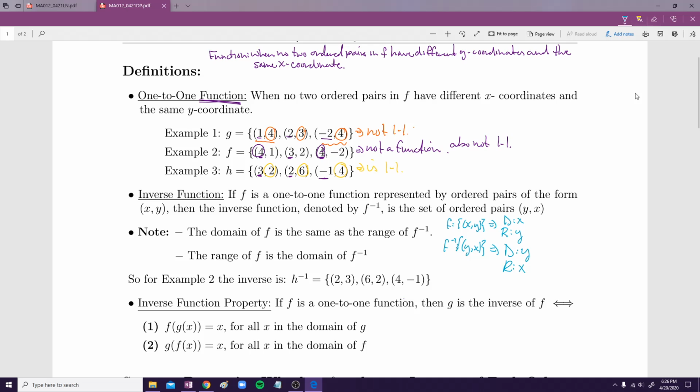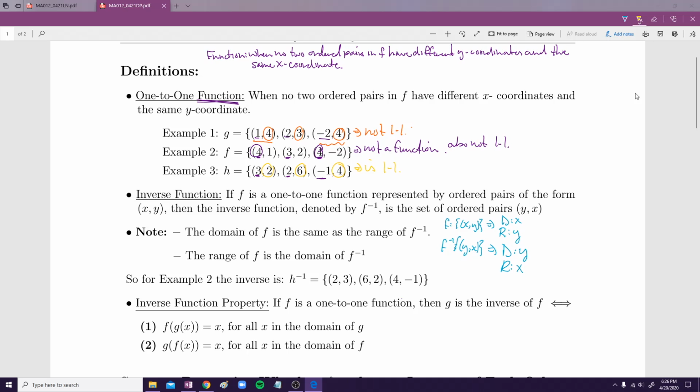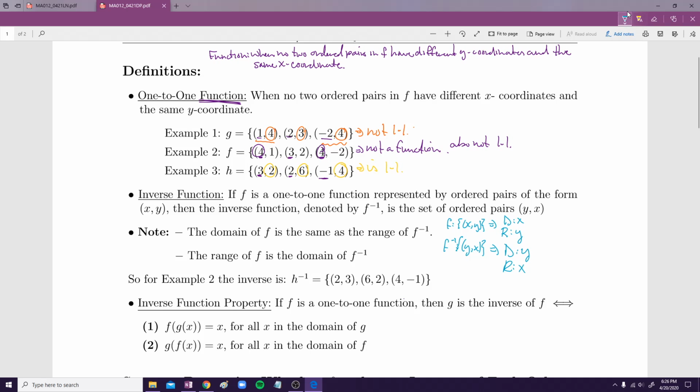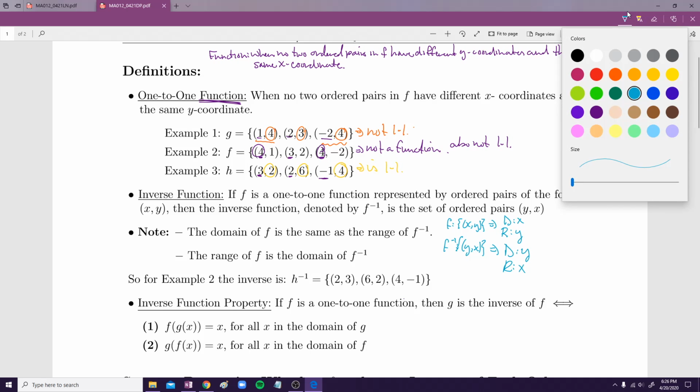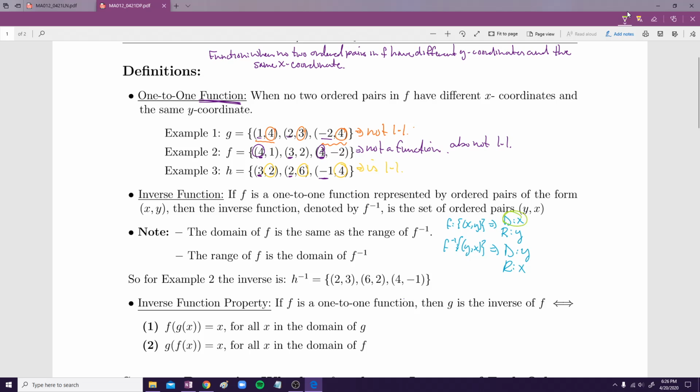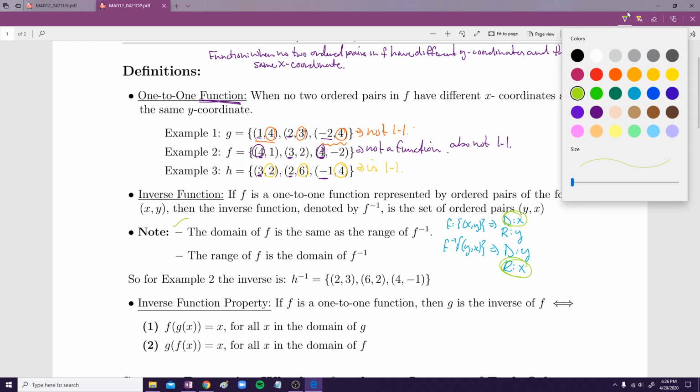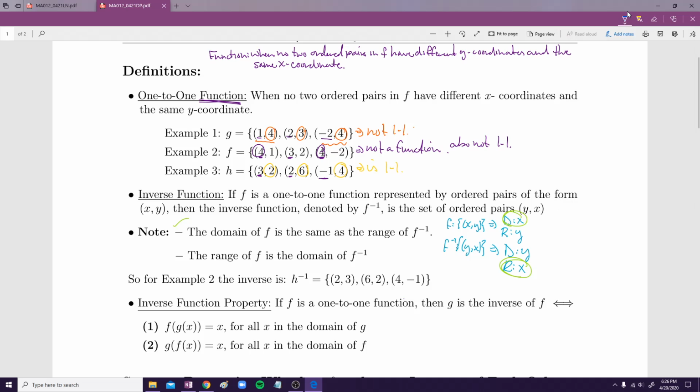So if we look at D, the domain of f is x, and the range of our f inverse is x, right? So this holds true. And then the range of f is the domain of f inverse. So what is that? The range of f, we know that is y, and then the domain of f inverse, as you can see right here, it is also y, right?